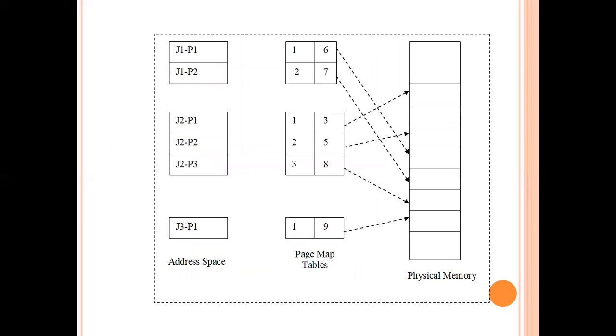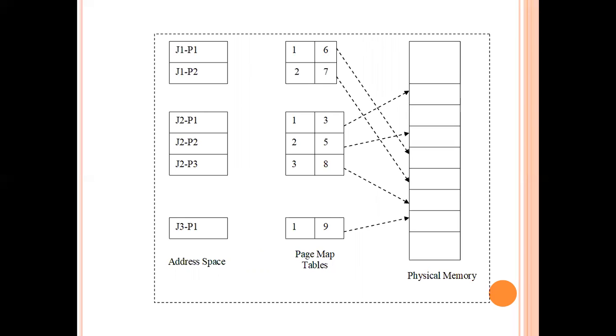For example, this is a diagram which illustrates the paging technique. The first block indicates job 1, which is divided into two pages: job 1 P1, job 1 P2. So the first job requires two blocks because it has two pages. The second job is divided into how many pages? Three pages: job 2 P1, job 2 P2, job 2 P3. The third job has only one page. The left hand side boxes indicate the address space. The first box indicates the address space of job 1, the next the address space of job 2, and the last one the address space of job 3.